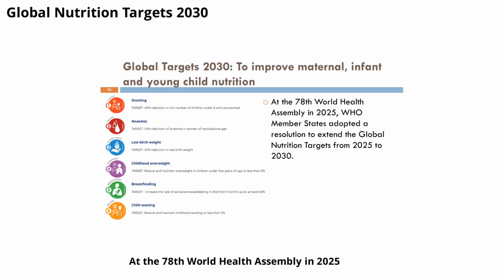At the 78th World Health Assembly in 2025, WHO member states adopted a resolution to extend the global nutrition targets from 2025 to 2030. These targets aim to improve maternal, infant, and young child nutrition worldwide. Countries are encouraged to align their national policies with these global goals to accelerate progress.